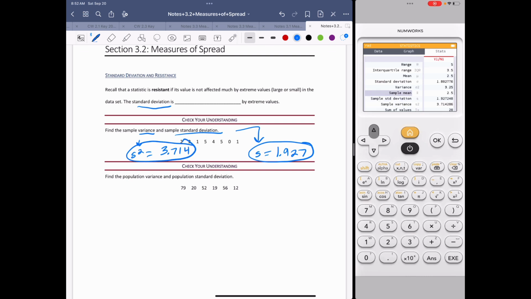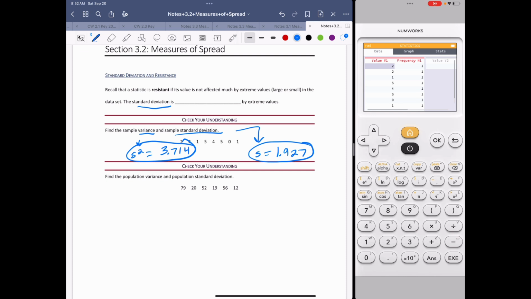I want you to go back up. And I want you to go to your data. And what I'm going to do is show you how to clear out your column. I'm going to sit on value, and I'm going to push EXE, and I'm going to clear it. All right, and it asks you to confirm because you might have messed up. And I want you to enter this data, 79, 20.